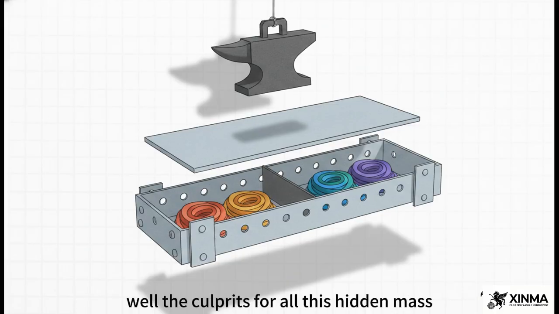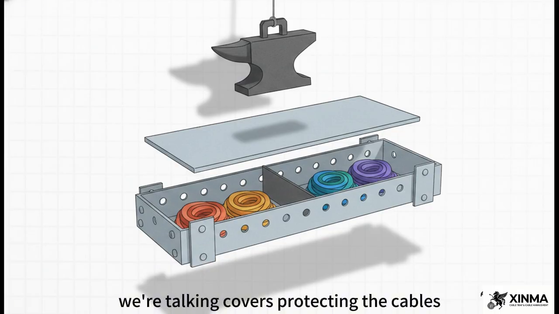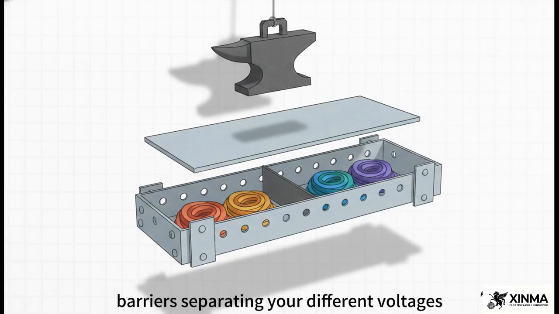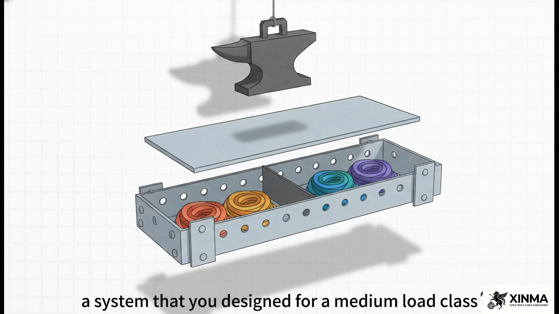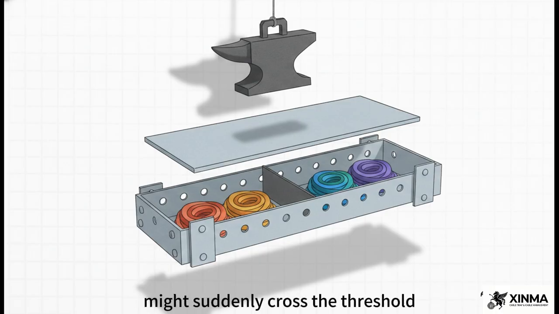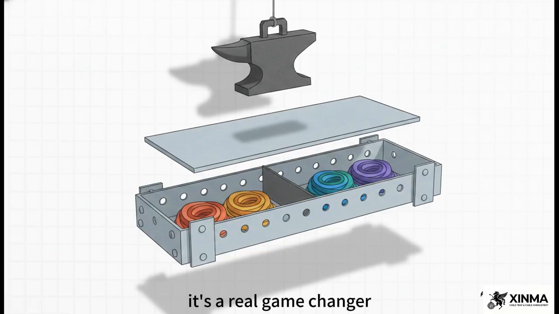Well, the culprits for all this hidden mass are the essential accessories. We're talking covers, protecting the cables, barriers separating your different voltages, and the splice plates holding the whole shebang together. And the result of ignoring these? That extra mass can fundamentally change the load class of your entire system. A system that you designed for a medium load class might suddenly cross the threshold into a heavy-duty requirement, simply because nobody factored the covers and splice plates into the mass per meter. It's a real game changer.